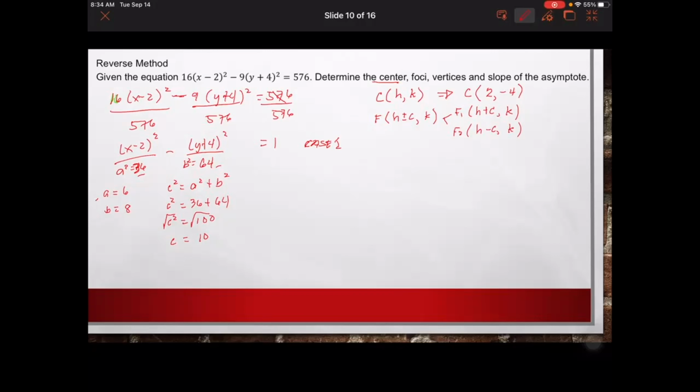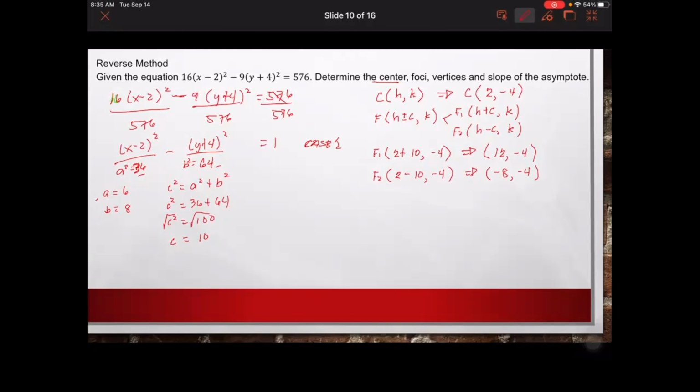For F1, so let's find for the F1. Ang F1 natin ay, ang H natin ay 2 plus ang C natin, what's our C? It's 10. And K natin is negative 4. So, we can have 12 and negative 4. Kasi 2 plus 10 is 12. Next for F2. F2 natin is 2 minus 10 and negative 4. This will be negative 8 and negative 4.